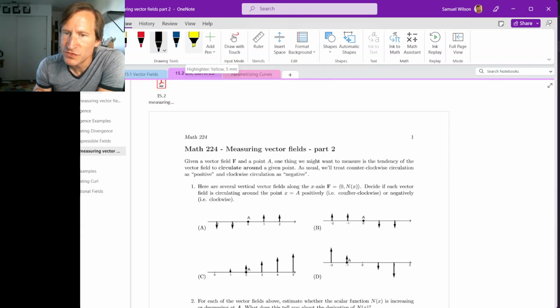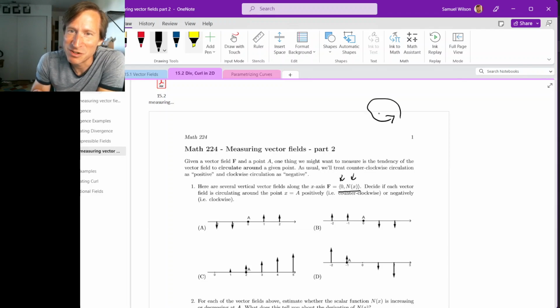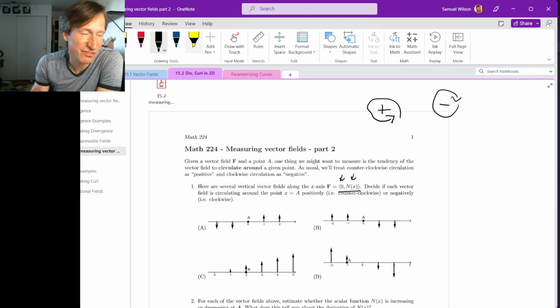So we have a vector field that is two-dimensional, so I'm only graphing it along a line, but the horizontal coordinate is always 0, and the vertical coordinate is going to vary as we move along the x-axis here. So we're trying to think about whether this vector field looks like it's circulating around the point A, and we're always measuring the direction of circulation with the usual angle convention, which is that counterclockwise counts as positive and clockwise counts as negative, right?